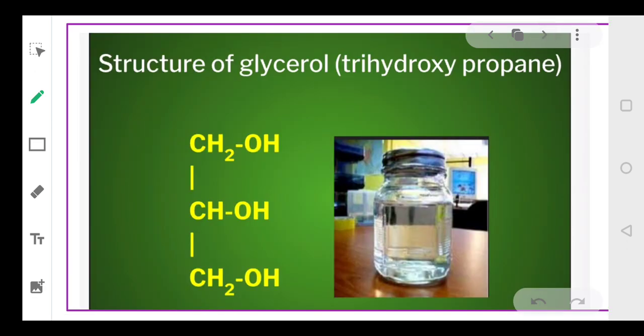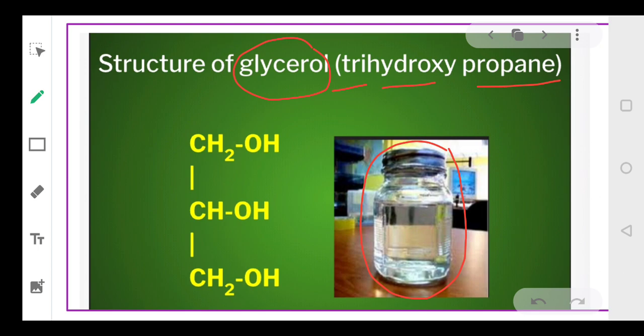Now coming to the second part, that is glycerol. So let's study glycerol. Glycerol is also called trihydroxypropane. It's another name, or you can say its IUPAC name is trihydroxypropane. Now just observe. I have kept a picture for you. Can you see what is the color of the glycerol? Correct. It is basically transparent. So you must have observed this kind of component in your lab. So this glycerol is transparent.